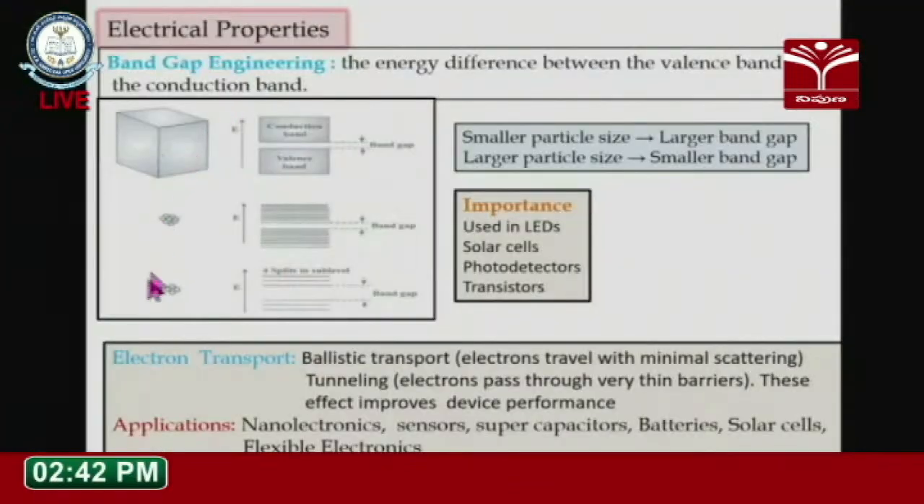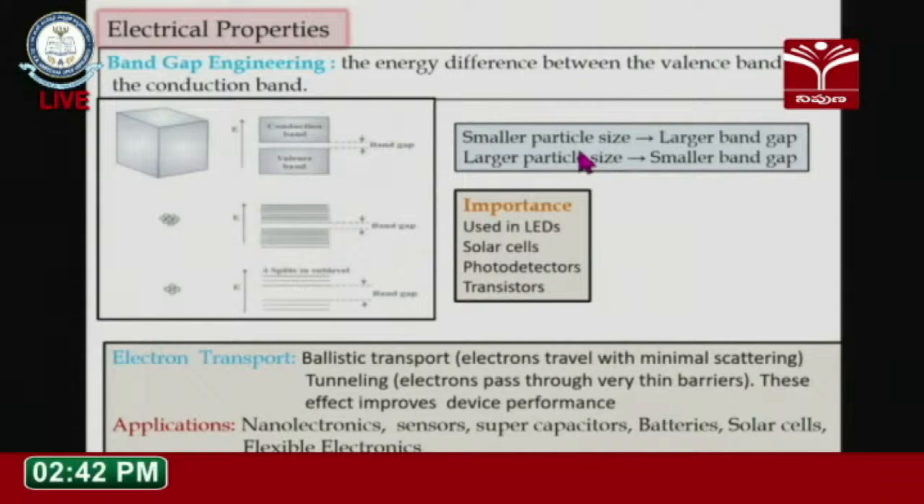And quantum transport, this is very, very important. Instead of a single or a few electrons, a bunch of electrons move from one portion to another portion. That is a quantum effect. So this is what I am explaining about electrical properties. This is the bulk, these are nano, and here the valence band and conduction band are continuous.